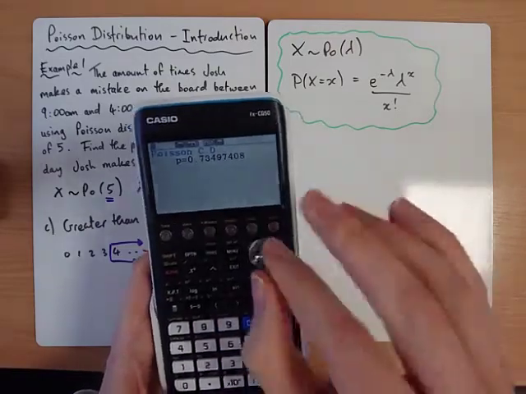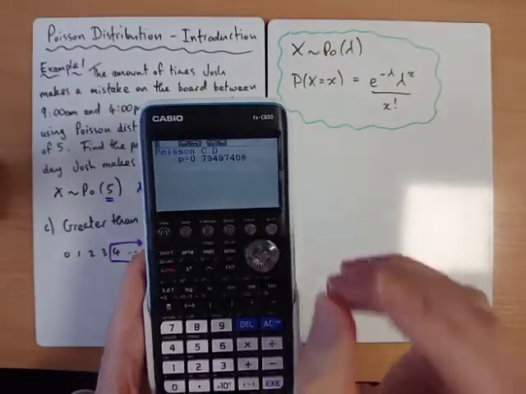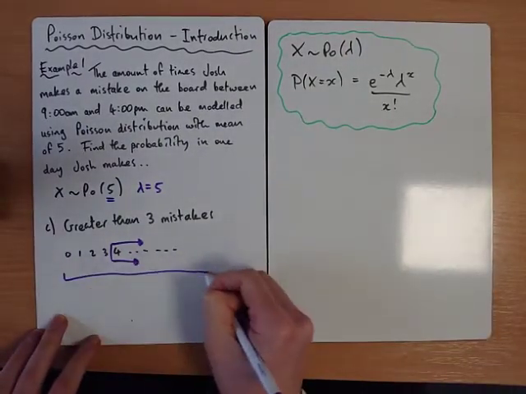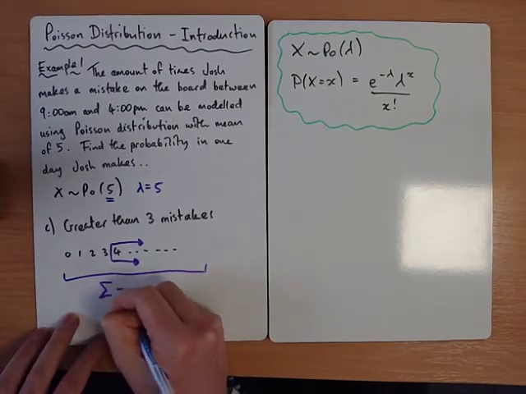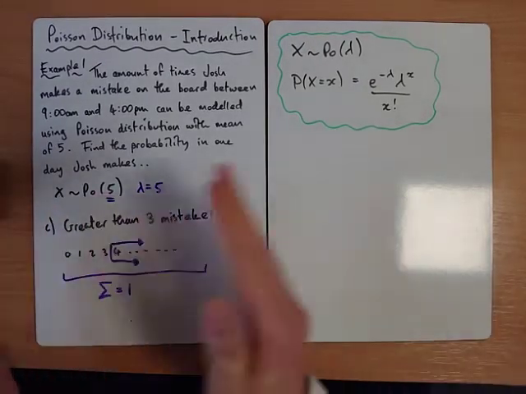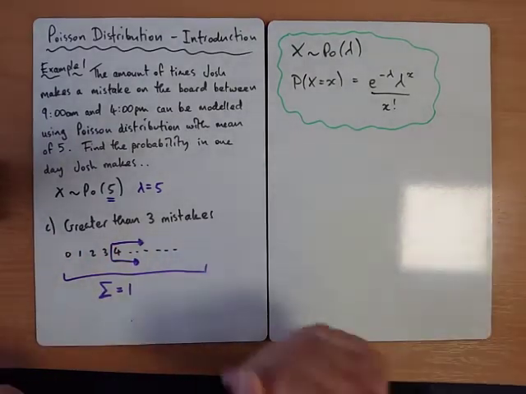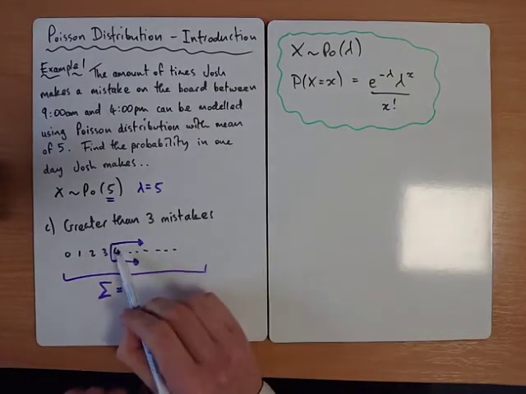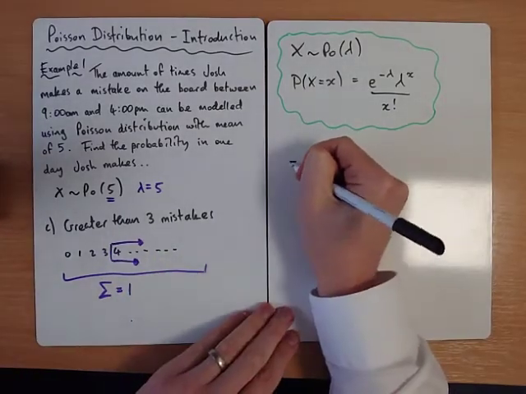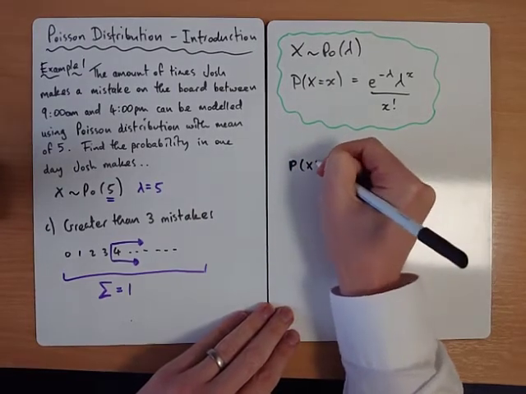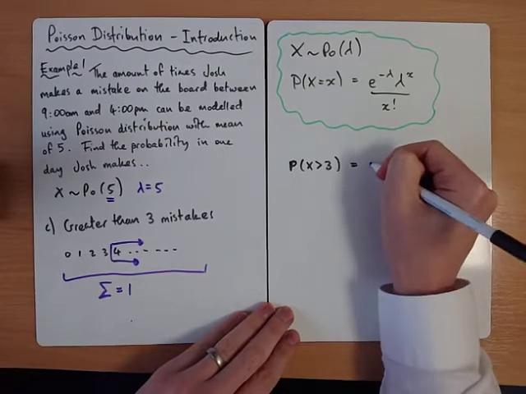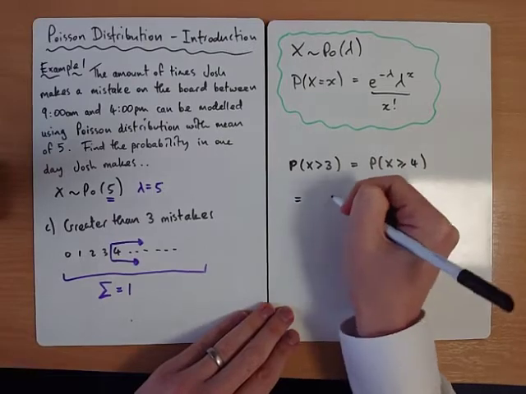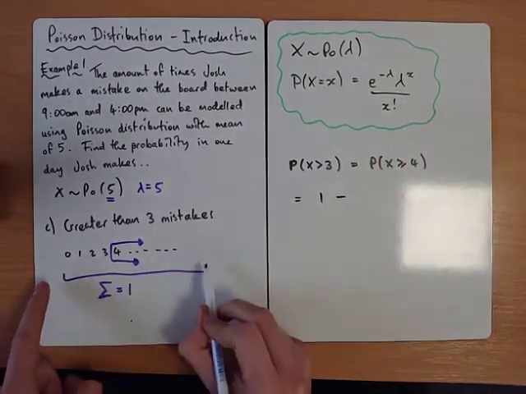But most people in the exam don't have a calculator that will do this straight away for them. So let's show a little bit of method just to get the method mark. We know that the total of all of those probabilities will add up to 1. All of those events from no mistakes all the way up to infinite mistakes add up to 1. So if I wanted some way of getting more than 3 mistakes, which would be 4 or more, we could write the probability that x is greater than 3, the same as the probability that x is greater than or equal to 4, which is 1 minus, we know they all add up to 1.